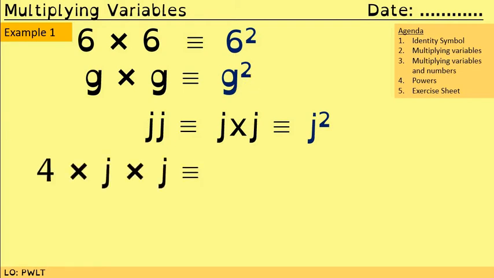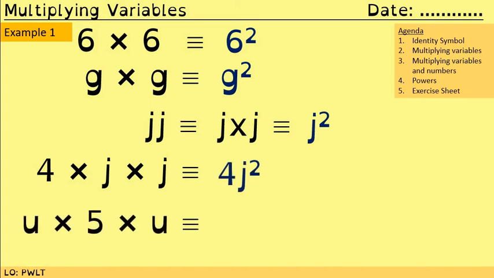So this next example is 4 multiplied by j multiplied by j. We now have to keep in mind the rule about keeping our number first. So we remove multiplication symbols, make sure the number is first, make sure our letters are in order. This one, we've got the same letter twice, so we're going to have 4j squared.